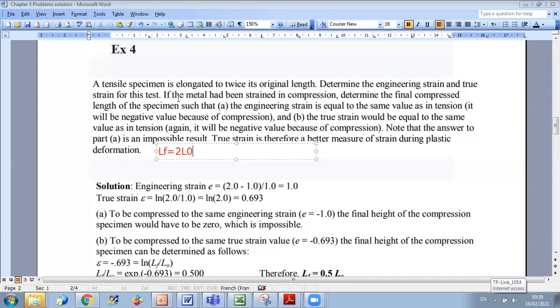And then, if the metal has been strained in compression, determine the final compressed length of the specimen such that, first, the engineering strain is equal to the same value as in tension. So first, we should find what is the value of the engineering strain. By definition, the engineering strain e is given by the formula L final minus L0 over L0.